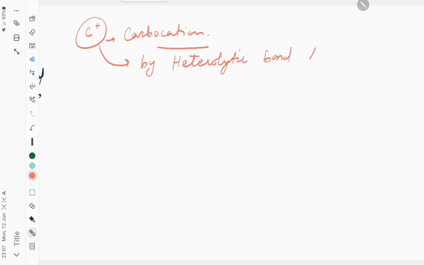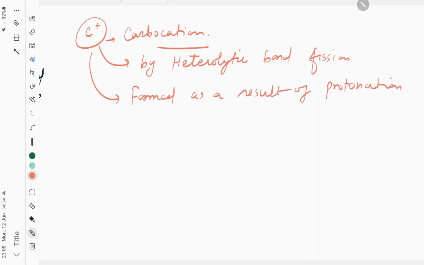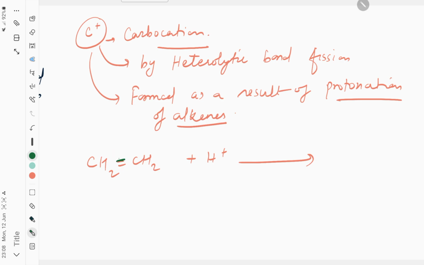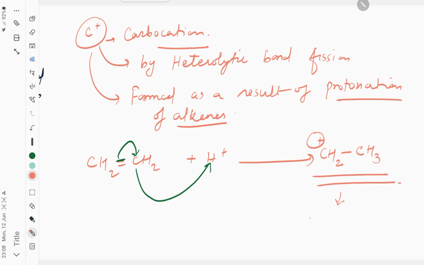The species with positive charge, carbon with positive charge, is known as carbocation, formed by heterolytic bond fission, and also formed as a result of protonation of alkenes. Then what is protonation of alkenes? Here is the alkene. If we add one proton to it, then this double bond may shift towards this carbon, and this carbon moves towards the H positive ion, leading to the formation of CH2 with positive charge, single bond CH3. These are carbocations, that is, carbon with positive charge.